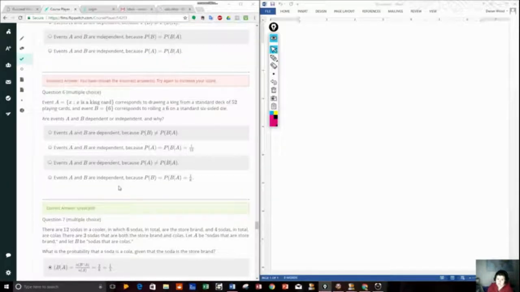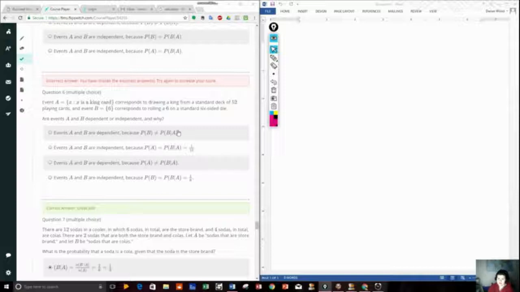Okay, question 6. Event A is equal to X such that X is a king card, corresponds to drawing a king from a standard deck of 52 playing cards, and event B is equal to the set 6, corresponds to rolling a 6 on a standard 6-sided die. Are events A and B dependent or independent, and why?